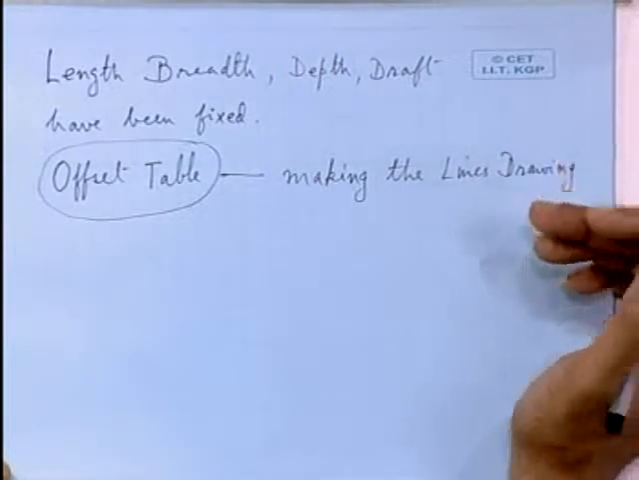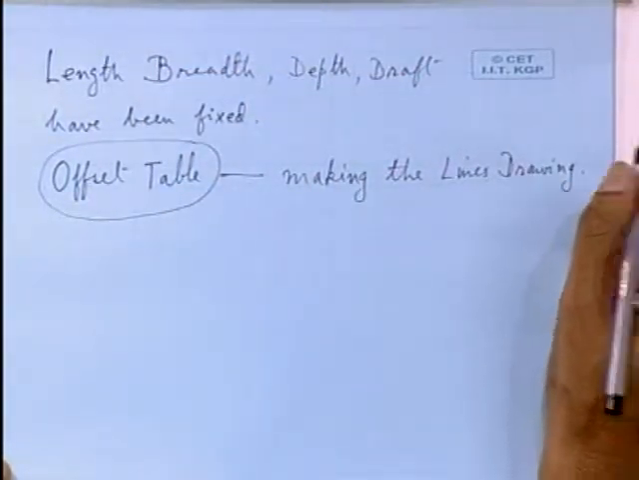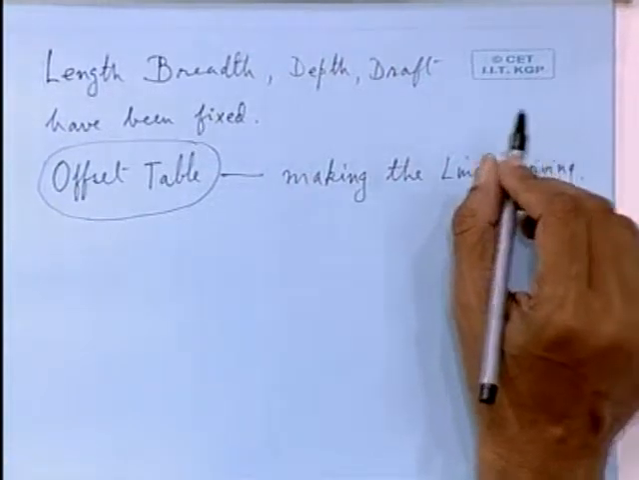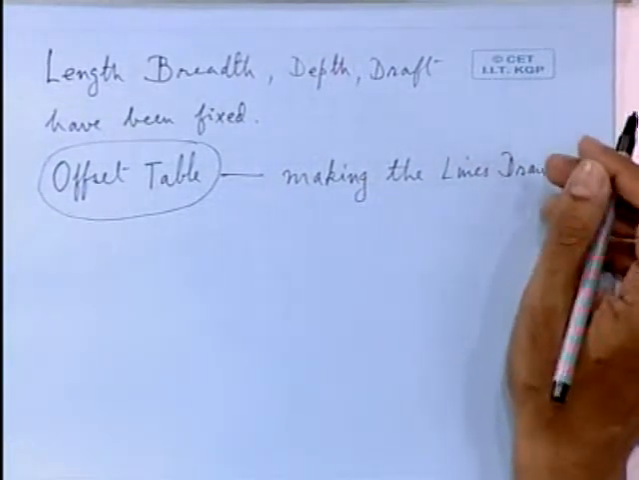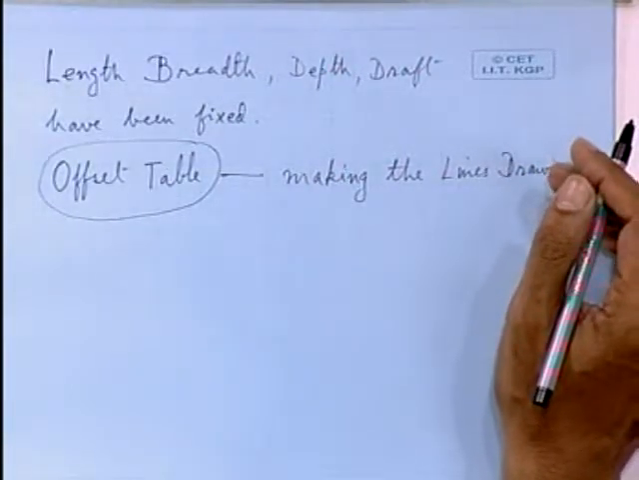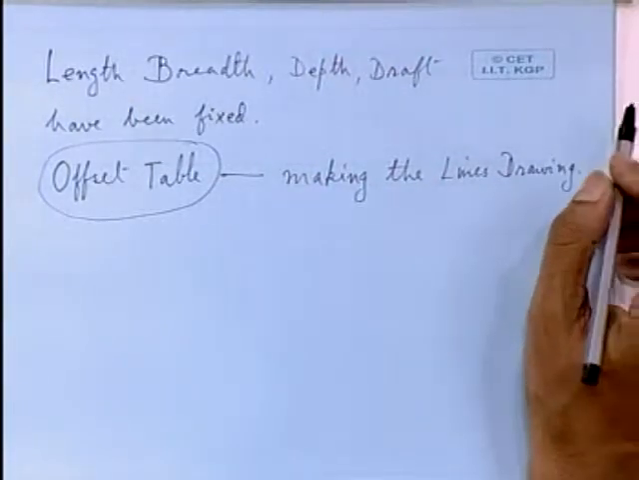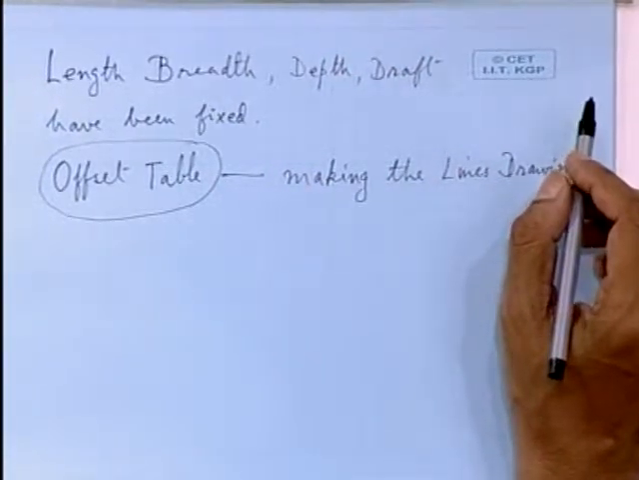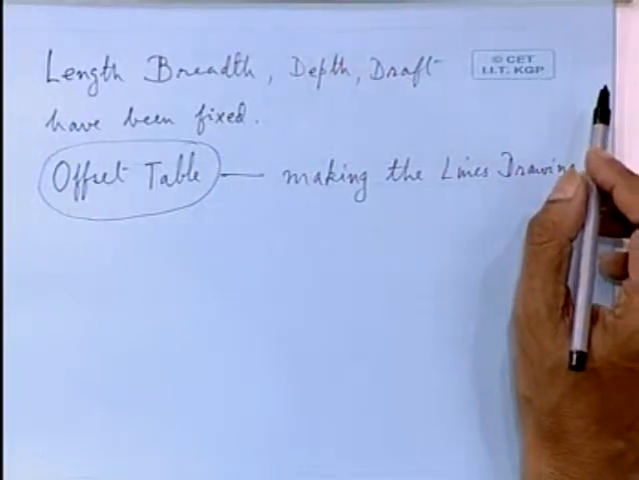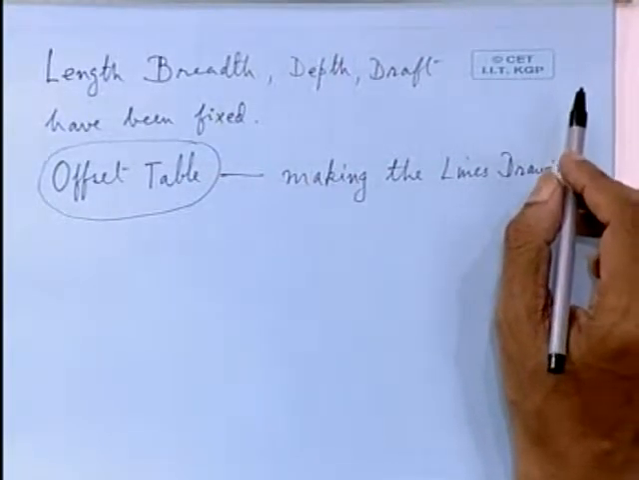What I was talking about is that the lines drawing is the basic drawing, and when one wants to make a lines drawing, he has to remember a lot of things. The ship designer or the naval architect has to be very careful when making this lines drawing, because all your other drawings are based on the lines drawing. So any mistake in the lines drawing is going to play havoc in the final shape of the ship.